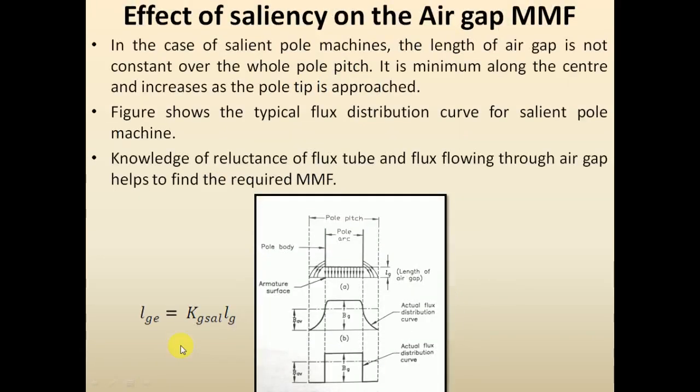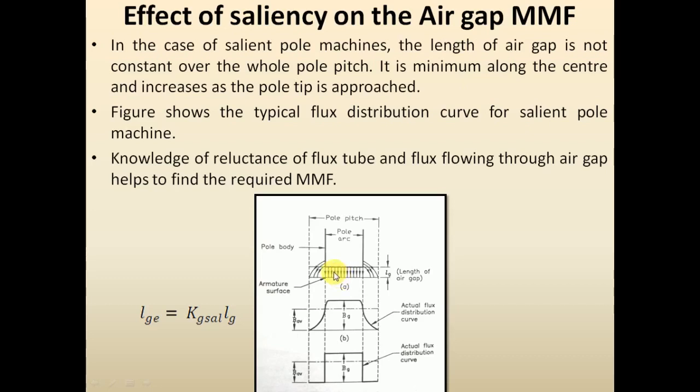Next we are going to study the effect of saliency on the air gap MMF. This occurs in salient pole machines. You have studied about the construction of salient pole generator in your previous semesters, specifically in the topic synchronous machines. So if you analyze the construction of salient pole generator, you will be able to see very clearly there that the length of air gap is not uniform in the case of a salient pole generator. It is minimum at the pole center, and as we move away from the pole center towards the pole tip, the air gap length also keeps on increasing.